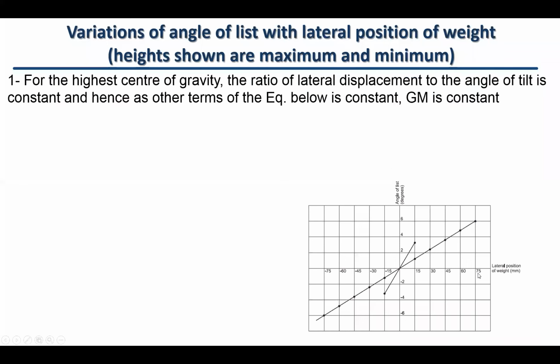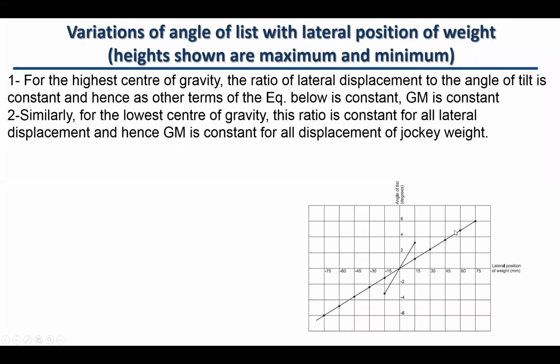So there are some other findings here as well. As you can see, for the highest center of gravity, which is this one, the ratio is very interesting. The ratio of the lateral displacement for this one is constant. There's only one point, to be honest, here, and we cannot judge them properly. But for that one, we can say that the GM is constant. Even if you have any other points, it's proof that all of them are on a direct line.